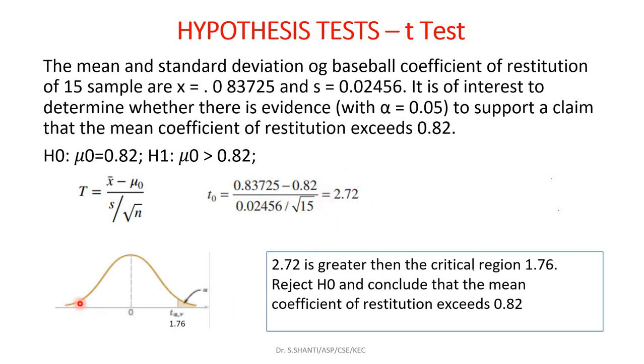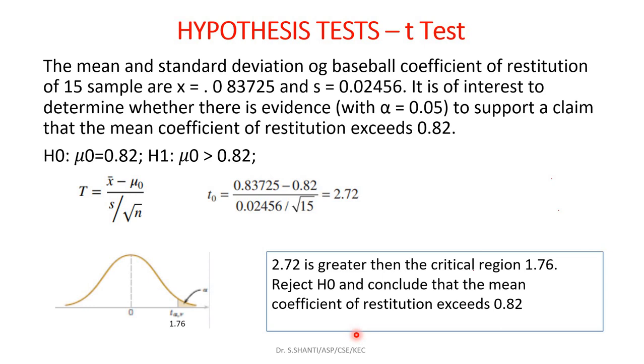If it is a one-tailed test, we are using a right-tailed test. This portion is called the acceptance region, and this is called the rejection region. If the value falls within the acceptance region, we can accept. Here this 2.72 is greater than this 1.76, so we reject the null hypothesis. Reject H0 and conclude that the mean coefficient of restitution exceeds 0.82.